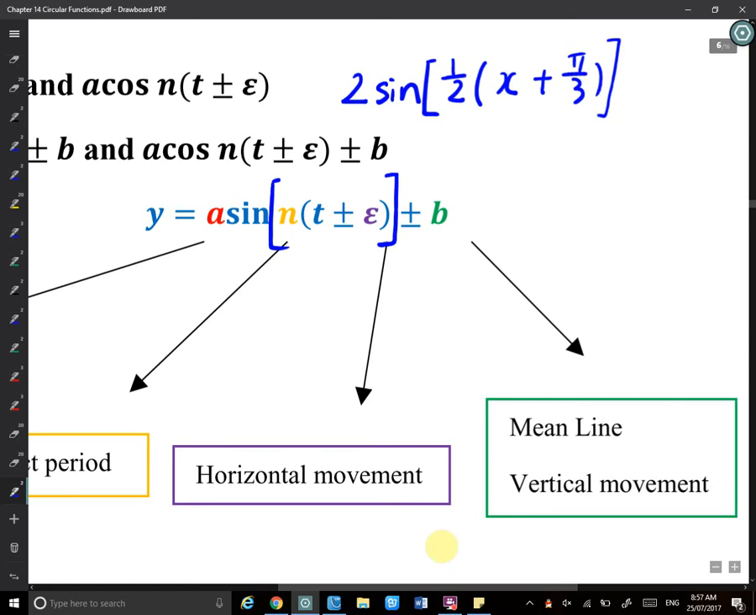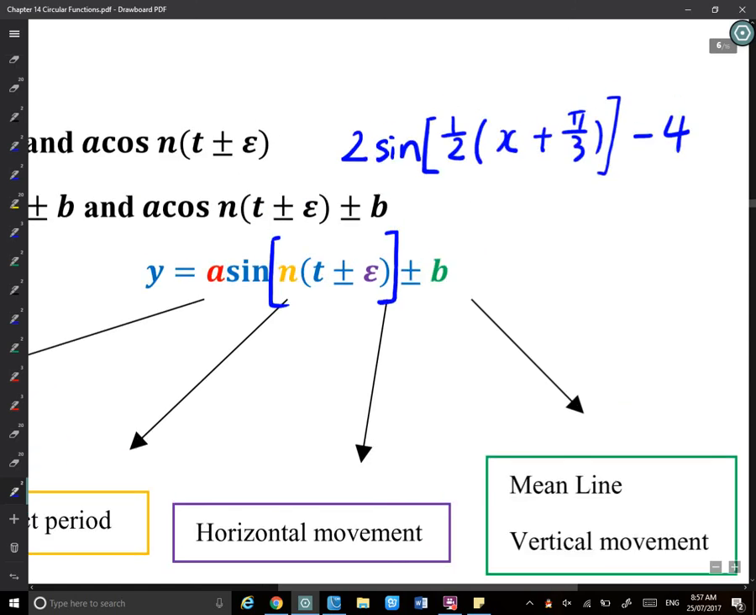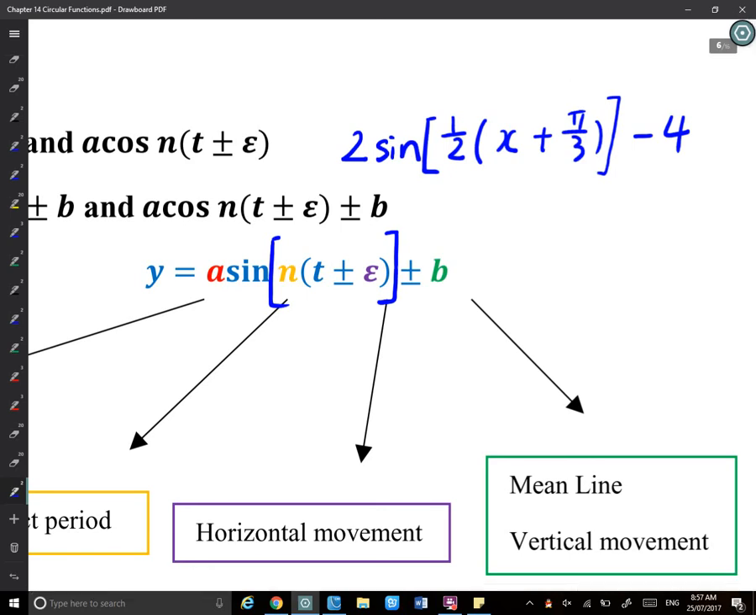And then plus or minus b, I will say minus 4 here, in this case. Okay, I'll give you a general equation like that. That's the most complex equation you can have. So what do all of these numbers represent?